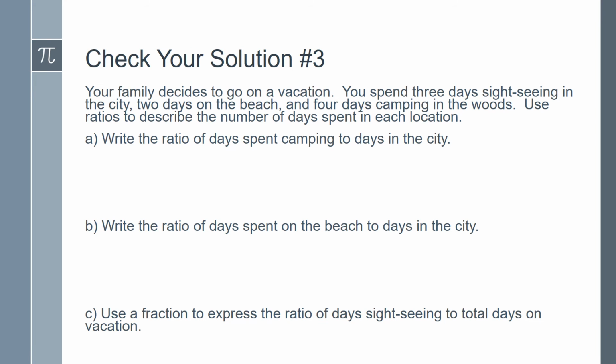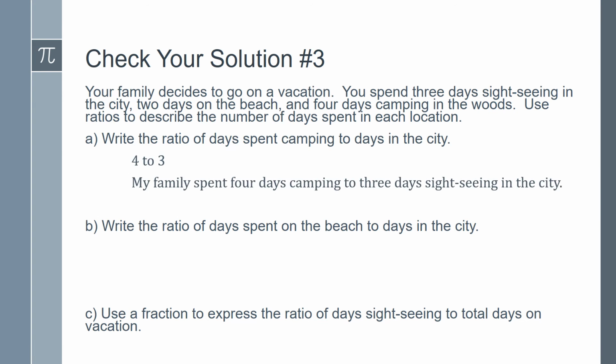For Part A, we will need to write the ratio of days spent camping to days in the city. Your family spent 4 days camping in the woods and 3 days sightseeing in the city, so this ratio is 4 to 3. Your family spent 4 days camping to 3 days sightseeing in the city.